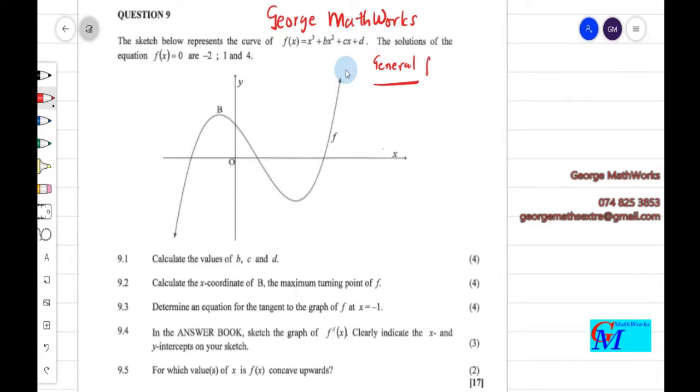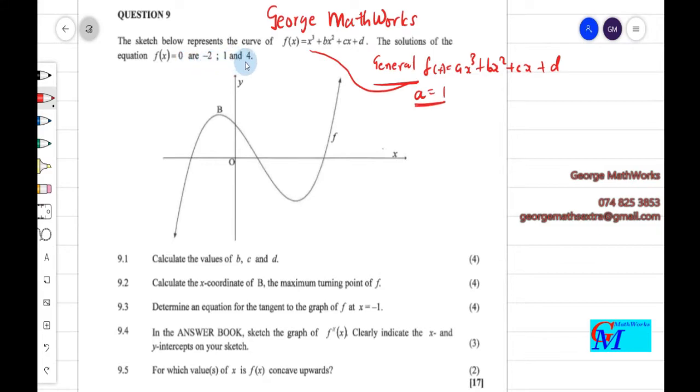this should be f of x equals ax cubed plus bx squared plus cx plus d. However, here we already have an indicator that a is equal to 1. Now, the solutions of the equation f of x equals 0 are minus 2, 1, and 4.